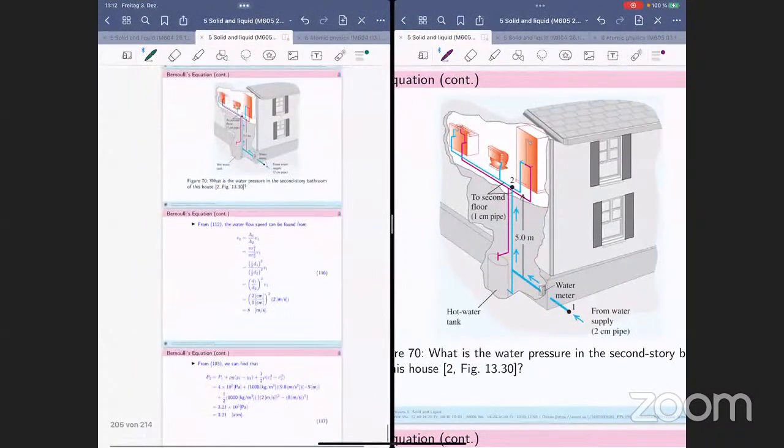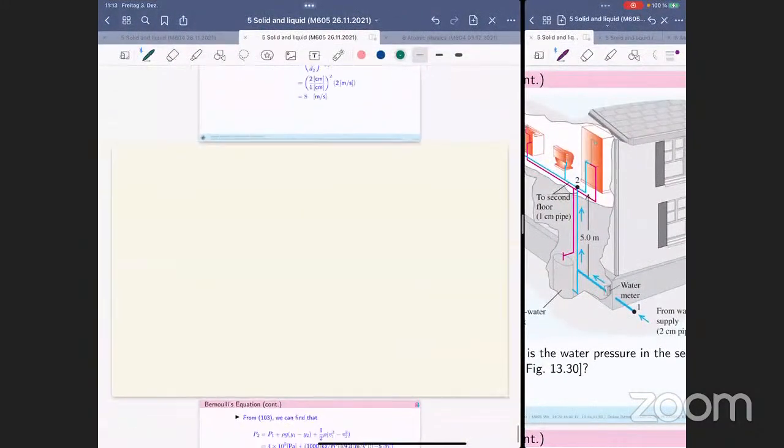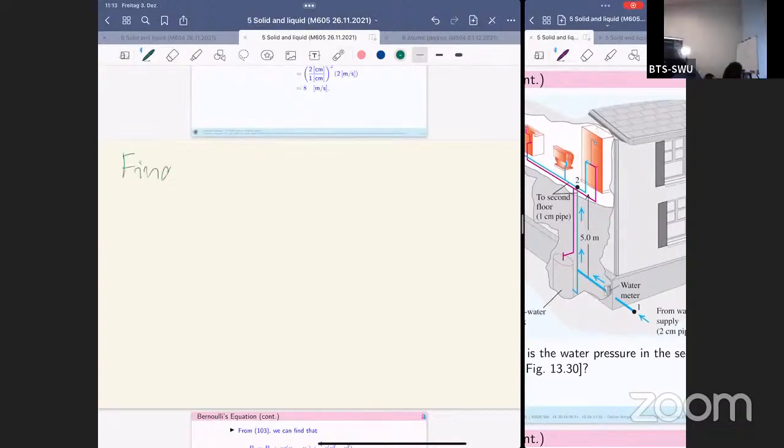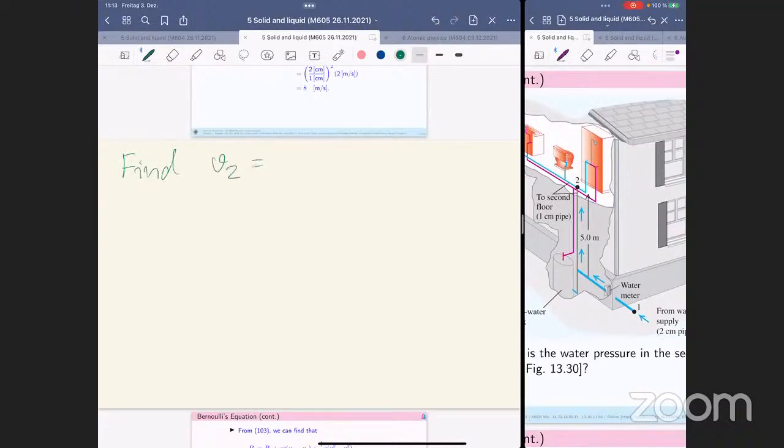Let's draw on a new page here. All right. We want to know the water speed, which is V2, in the bathroom. So find V2. What is V2? We need to use the continuity equation.